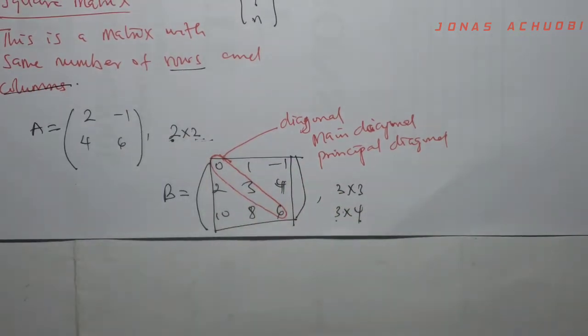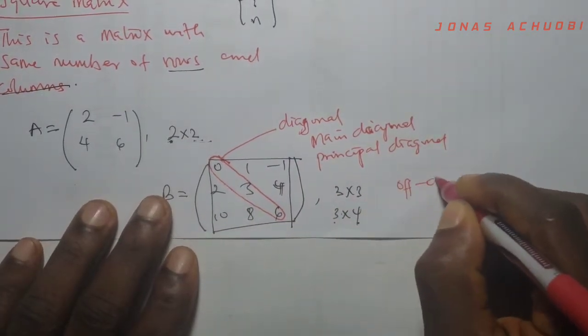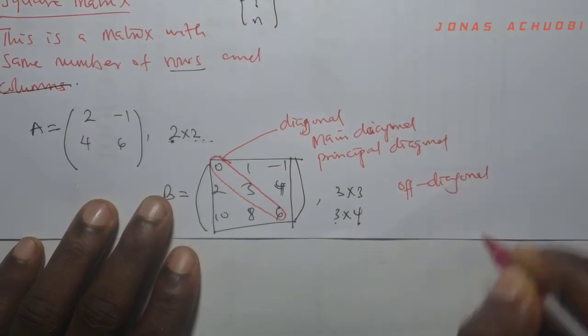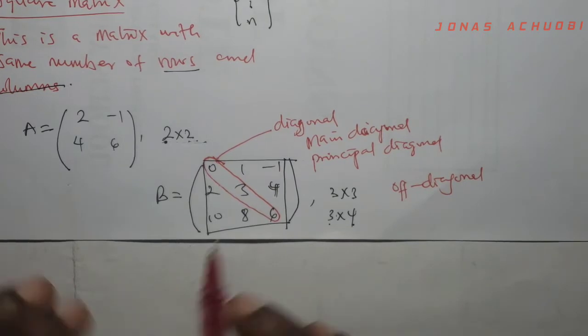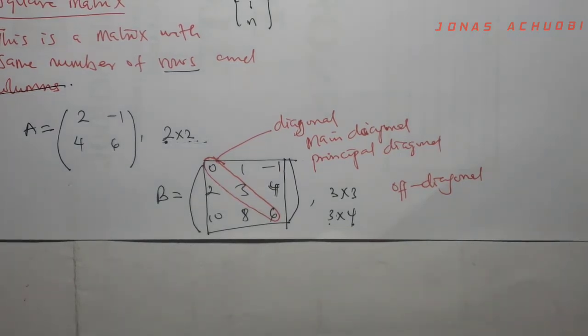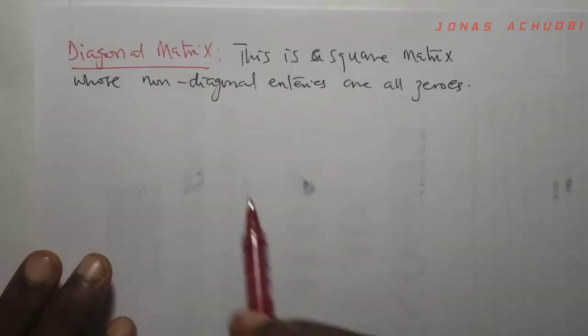They are called the diagonal entries, or the main diagonal entries, or the principal diagonal entries, and the other ones are just the off diagonal entries. So these entries 0, 3, and 6 play a very important role in the theory of matrices, as we shall see later on.